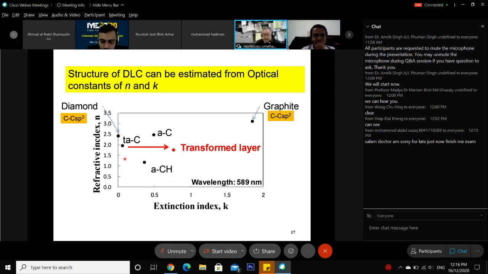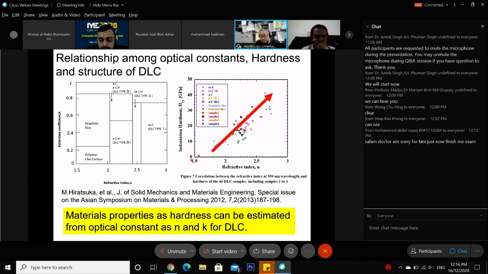The nk value can also give a good indication of the material's strength. This figure on the right shows the effect of the refractive index on the indentation hardness. From this curve, we can estimate the hardness from the refractive index.